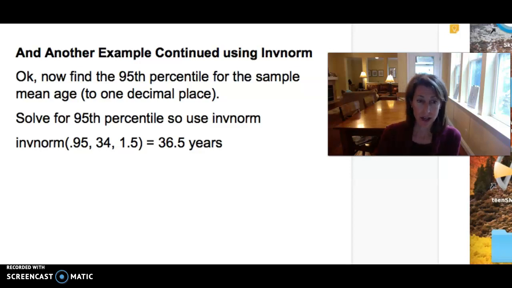Okay, so we go ahead and we put in inverse norm, 0.95, there's our mean age, 34, there's our standard error, 1.5, and what we get out is the number of years back in data. So 36.5 years is the mean age for the sample at the 95th percentile.